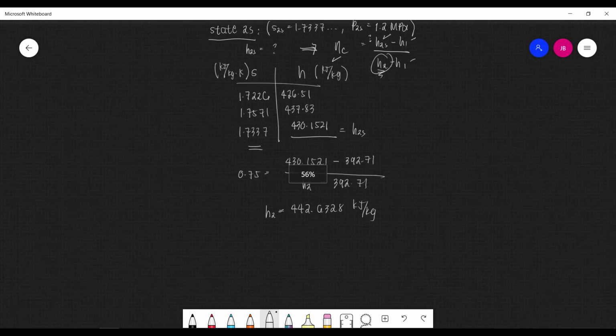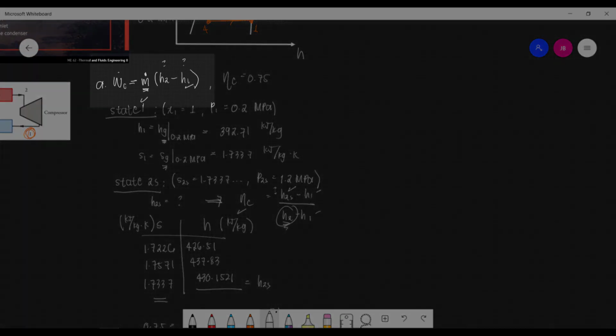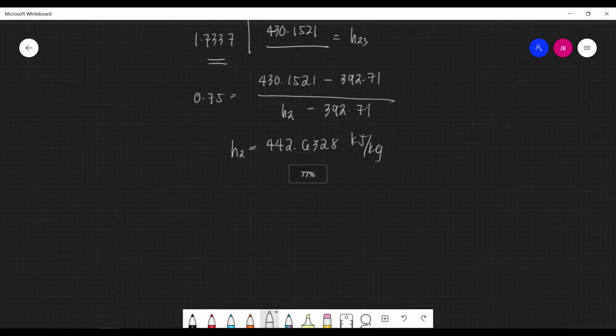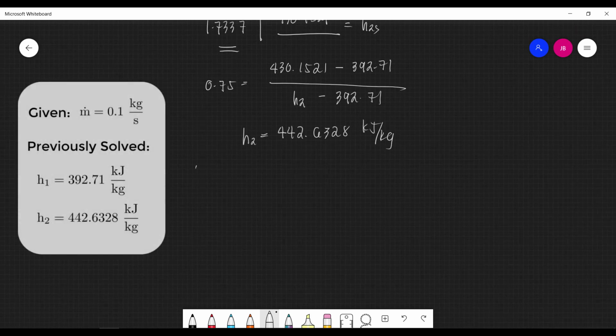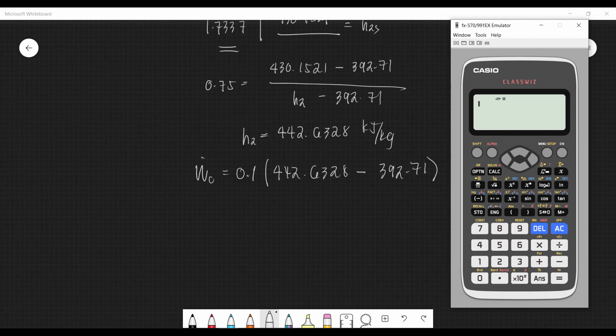Can we now solve our compressor power? Of course, we already know this. Okay, so let's move forward. We have WC dot equals 0.1 times 442.6328 minus 392.71. So let's input that in our calculator.